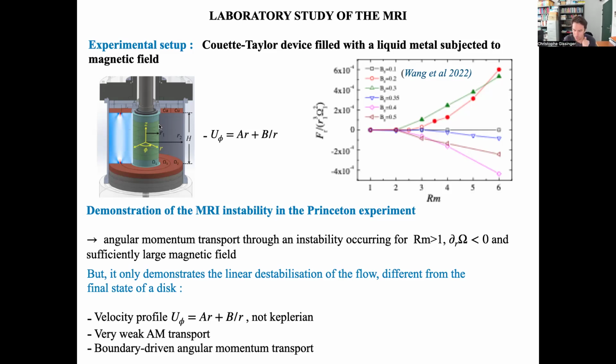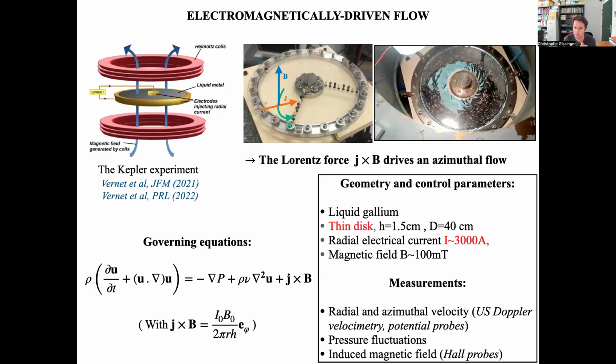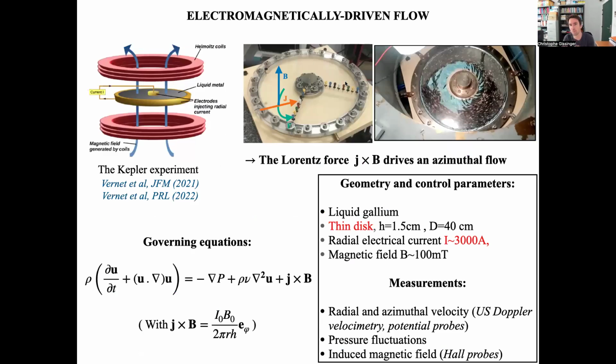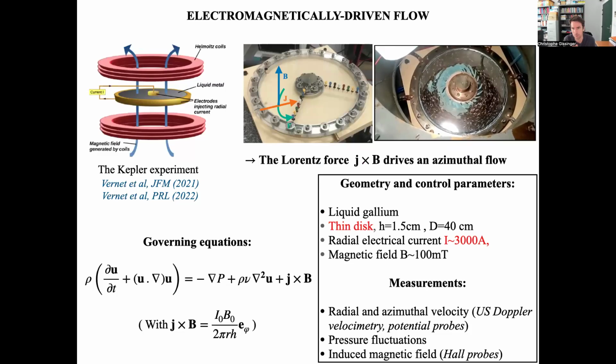So what I will show you now is another experiment that we've been developing at ENS with the purpose of bypassing exactly these three problems that are encountered in Taylor-Couette experiments. Okay, so it's really complementary to what I showed you here. If the Princeton experiment is a very good demonstration of what's happening at the beginning of an accretion disk when the MRI sets up and generates the turbulence, the Kepler experiment is more trying to describe what's happening in the final stage. Okay, so that's our experiments.